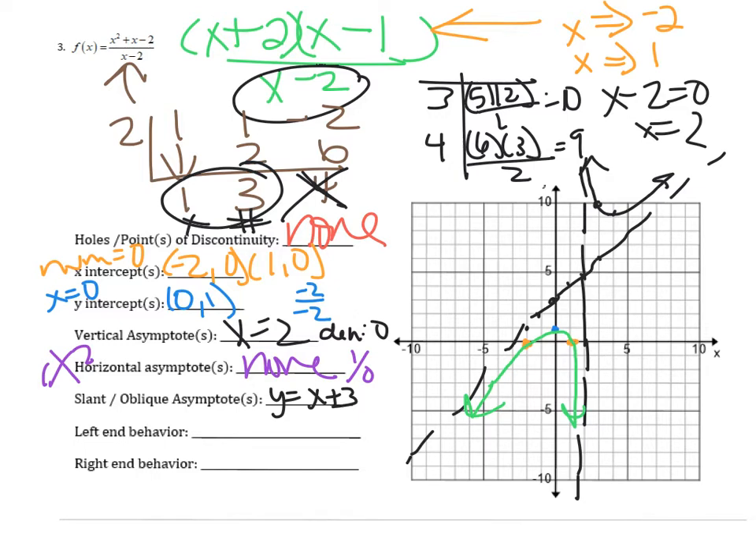Then for your end behaviors. Here's my right end behavior. Here's my left end behavior. Kind of similar to the last one. My limit as x approaches negative infinity: my y values are getting smaller and smaller, so it's going to negative infinity. Whereas on the right, as my x's are getting bigger, my y's are getting bigger. My limit as x approaches positive infinity of f of x is positive infinity.